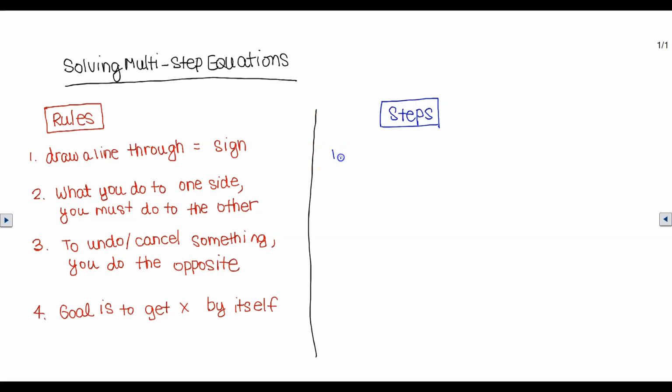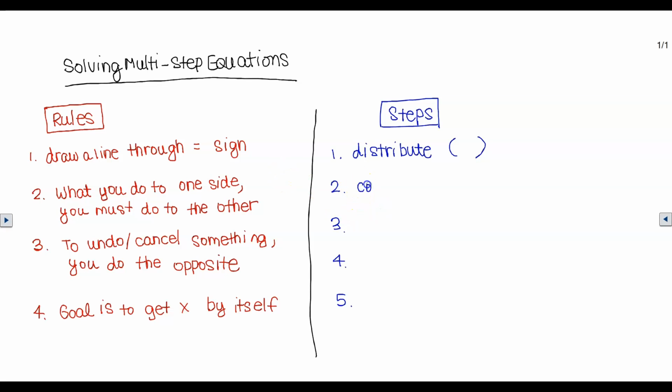By the time we were all finished, we had a total of 5 steps that we might have to do. And remember, sometimes it's necessary to do all 5, sometimes not. But this is like a checklist for us, and we need to go through this one step at a time. So you will recall that the first step is to distribute. And it's necessary to distribute when there are parentheses in your equation.